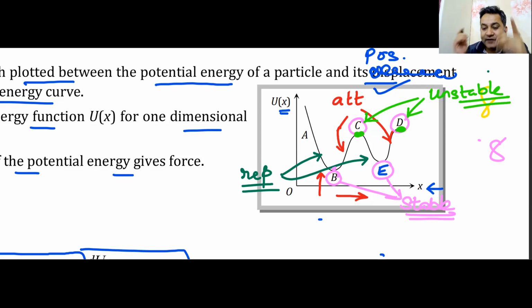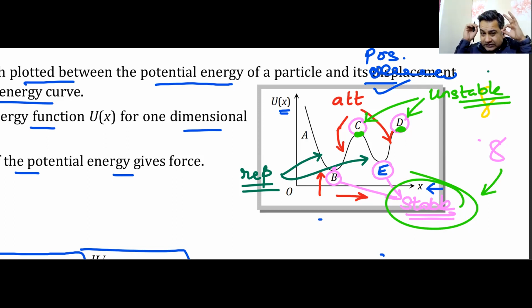Now, the next question is, where will it try to come back? Towards which point is it going to move? If it's on the top of the hill, at high energy, and I push it, towards which point is it going to move? You can see that. Yes, sir. It will go either to B or to E. That means it will always move to a point of stable equilibrium.